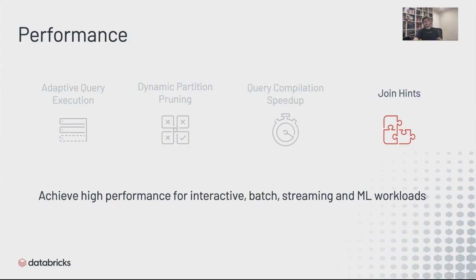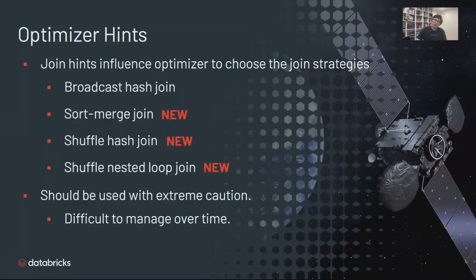So the last performance feature is join hints. Join hints are very common optimizer hints. They can influence the optimizer to choose the expected join strategies. Previously, we already had the broadcast hash join. In this release, we also add hints for the other 3 join strategies: sort merge join, shuffle hash join, and shuffle nested loop join.